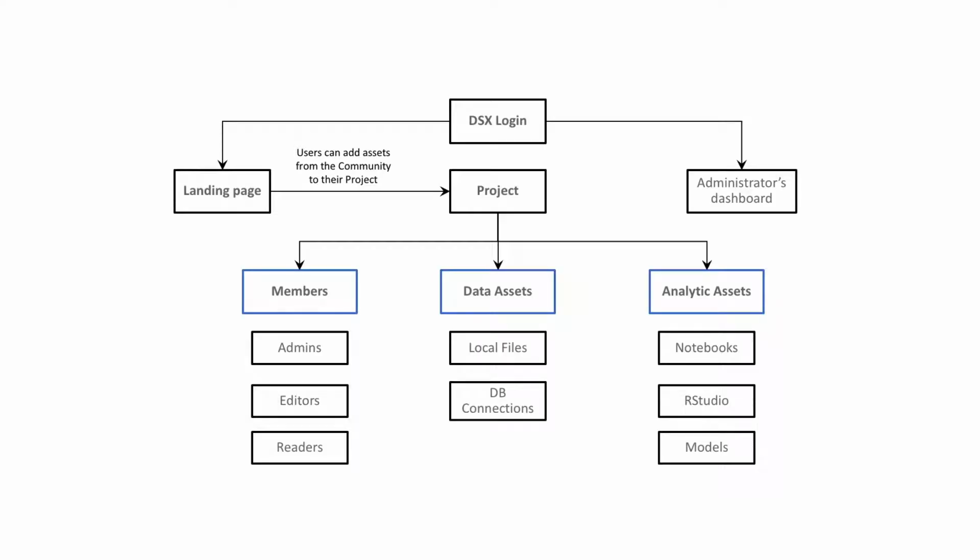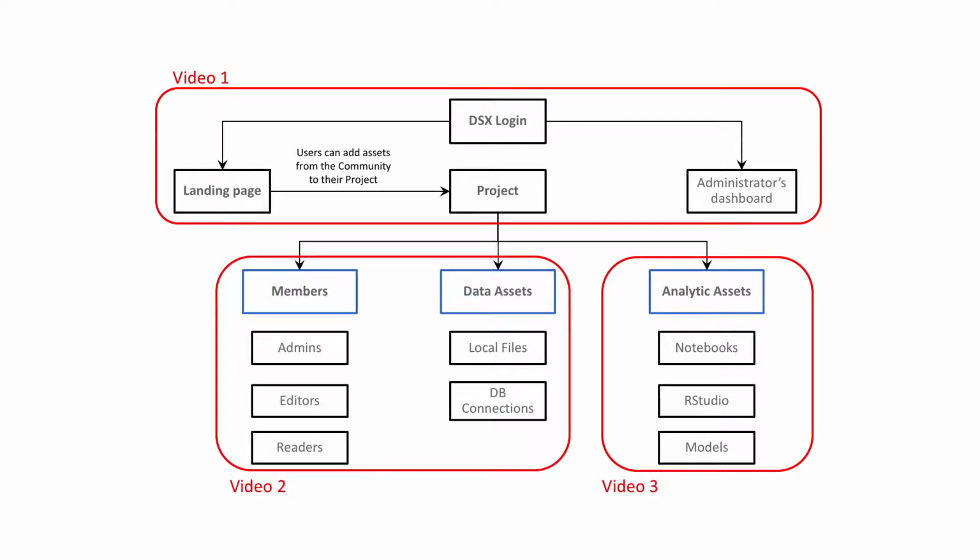This chart provides a summary view of the main DSX Local features, which will be covered by these 3 videos. In the first video, after logging in to DSX, we will take a quick look at the main landing page. Then we will look at the main administrator's dashboard features. And we will conclude this demo by looking at the community features, which can be added to various projects to help users get started. The other 2 video demonstrations will cover functional aspects of DSX Local, such as collaboration features, data assets, and analytics assets.